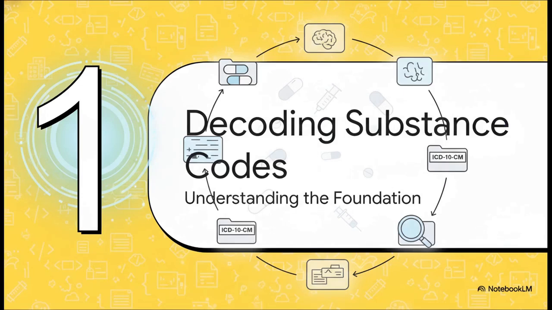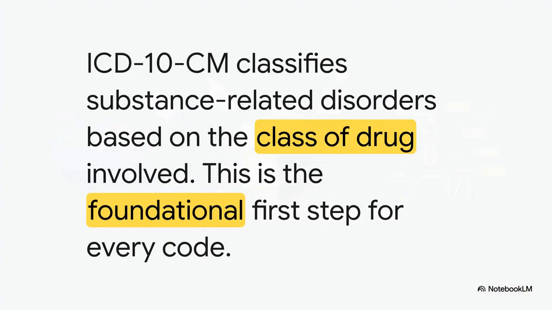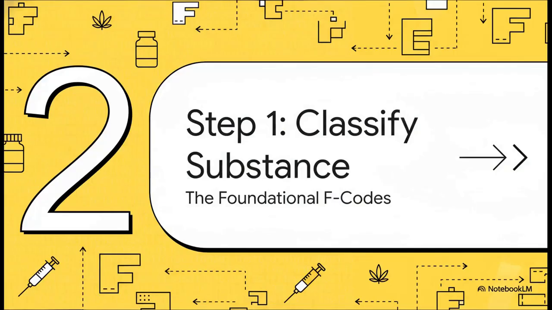All right, first up, decoding these codes. We've got to start with the absolute foundation. So the most important principle, the one you can't forget, is actually pretty simple. You always identify the substance first. Every single code we're talking about starts by pinpointing the specific class of drug. Think of it as rule number 1. It's the mandatory first step.